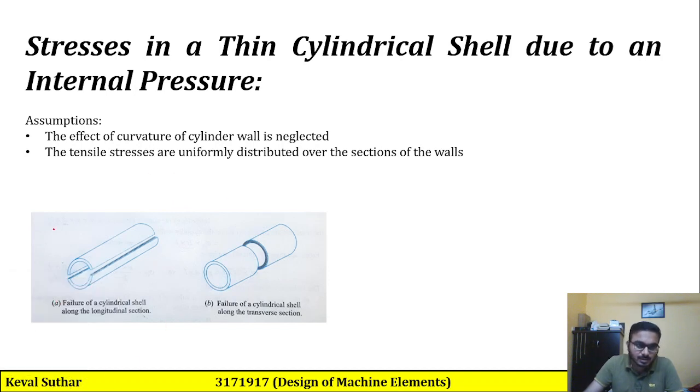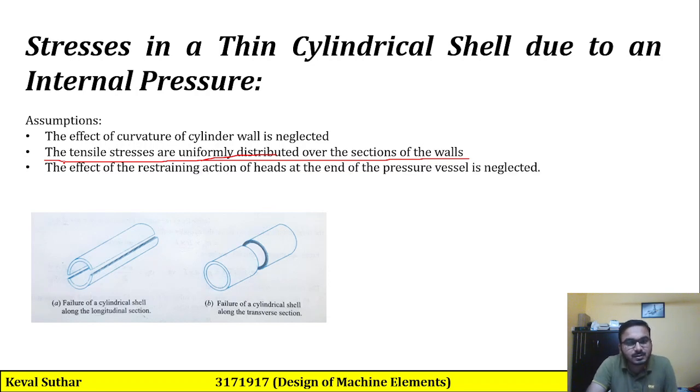Now this will be a very important assumption over here, because there will be one point of time when we cannot use these assumptions. That will come in the later stages of this chapter, but you need to keep this in mind, that currently we will consider them uniformly distributed. The next assumption is the effect of restraining actions of the heads at the end of the pressure vessel is neglected.